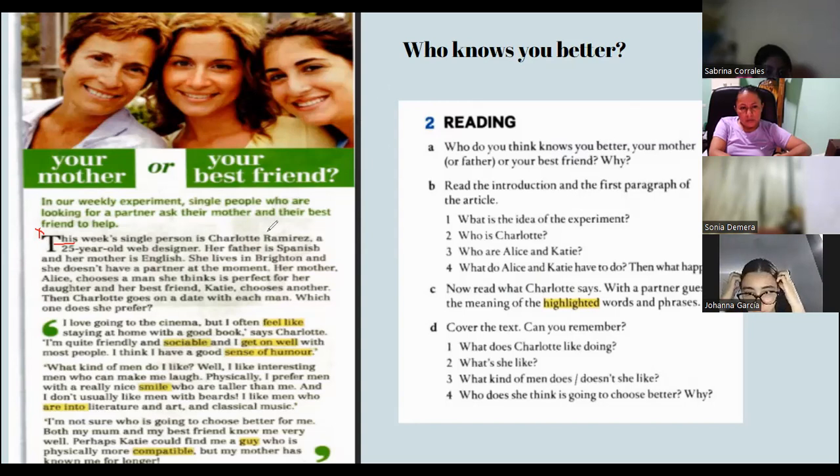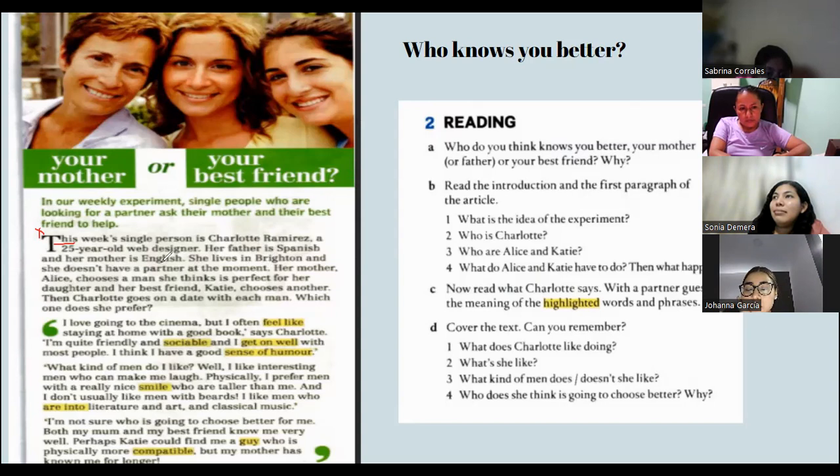Her mother, Alice, will choose the man she thinks is perfect for her daughter. And her friend, Kathy, will choose another. Then Charlotte goes on a date with each man. Which does she prefer?